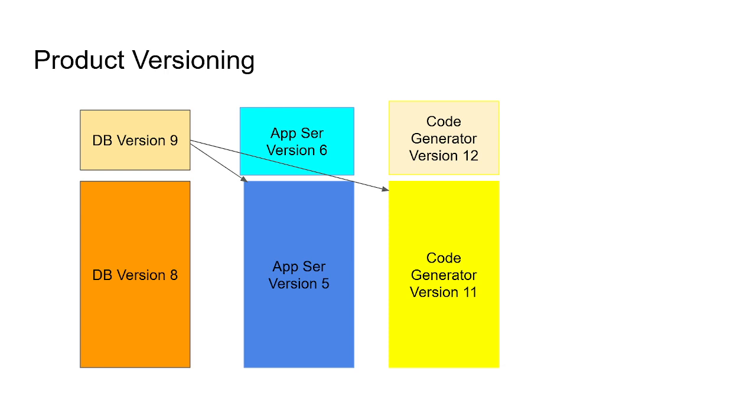Well, if we look at it from the point of view of the database team, they're working on version 9. But the only other products that exist are version 5 of the application server and version 11 of the code generator, because the new versions of those don't exist. So how can you make something compatible with a product that doesn't exist?